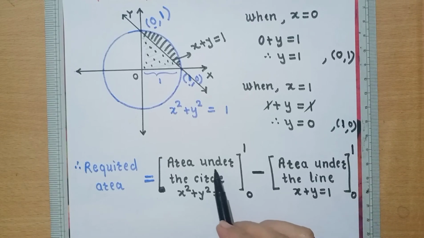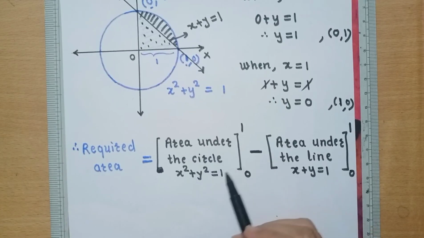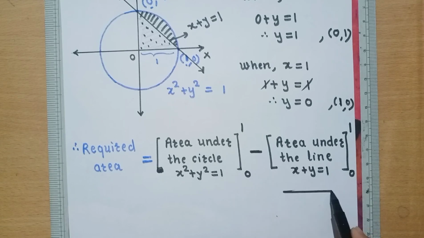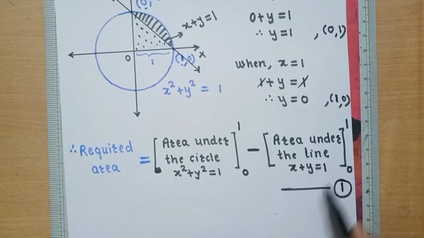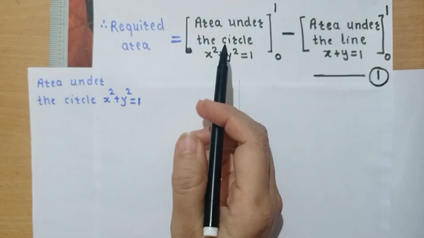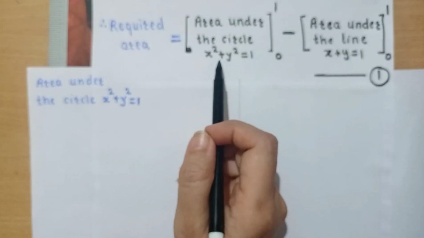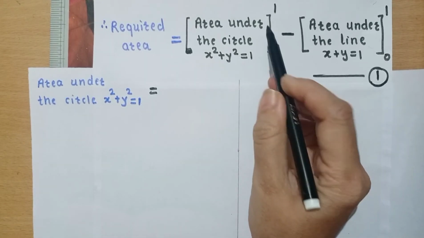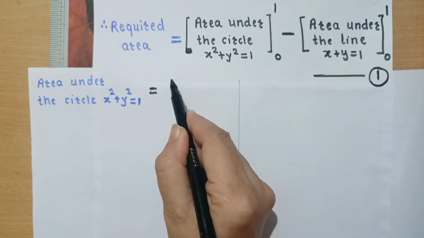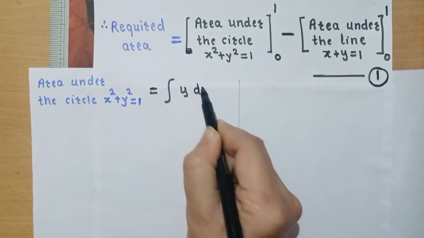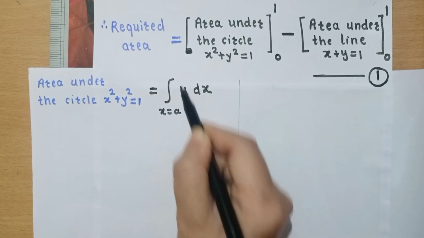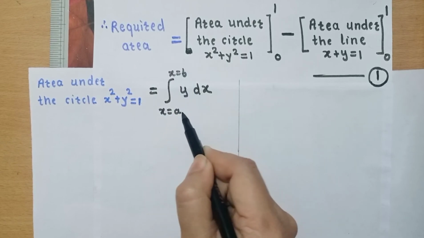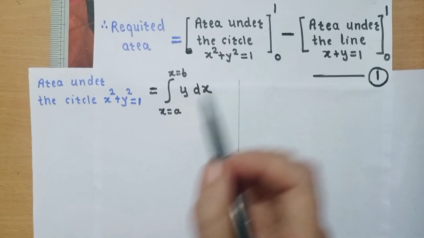Now you can solve here only, simultaneously you can find these two areas, or you can find these two areas separately and substitute in this equation. Say this is equation number 1. Let's find the area under the circle x square plus y square equal to 1. Since these limits are on the x-axis from 0 to 1, we will use the formula integration of y dx from x is equal to a to x is equal to b. We know that a means 0 and b is 1.